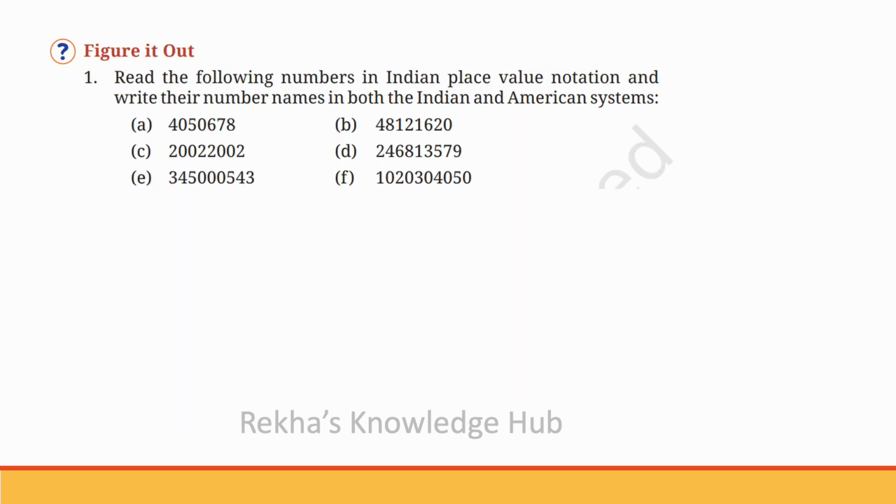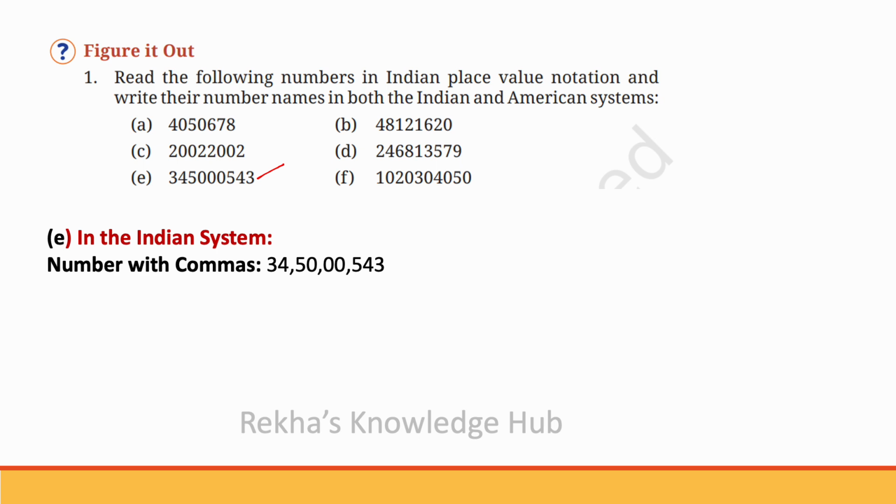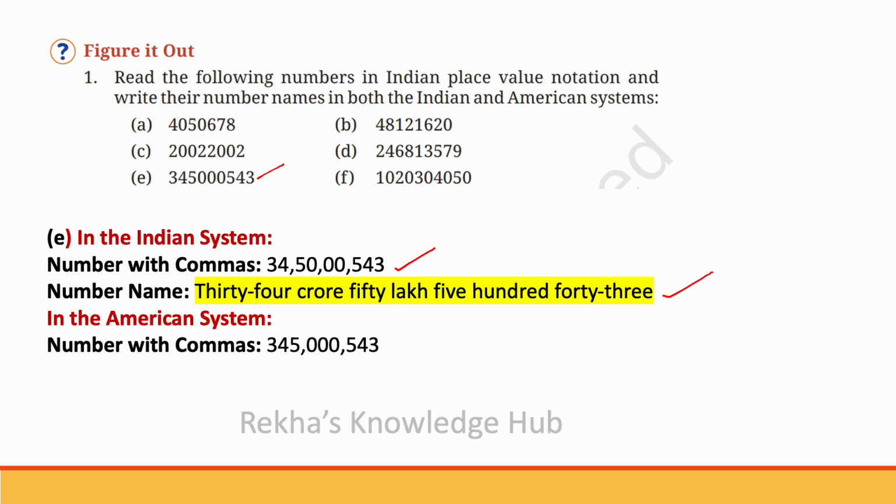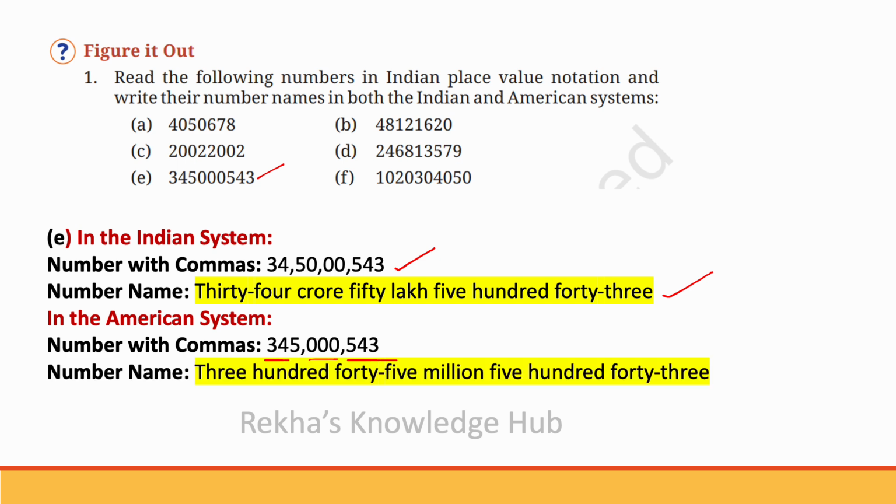See the next number, 345000543. In the Indian system, we can write like this: 34,50,00,543. So the number name is 34 crore 50 lakh 543. In the American system, you put commas after every 3 digits from the right, like this. And see, this is hundreds, then thousands, then millions. So this is 345,000,543.